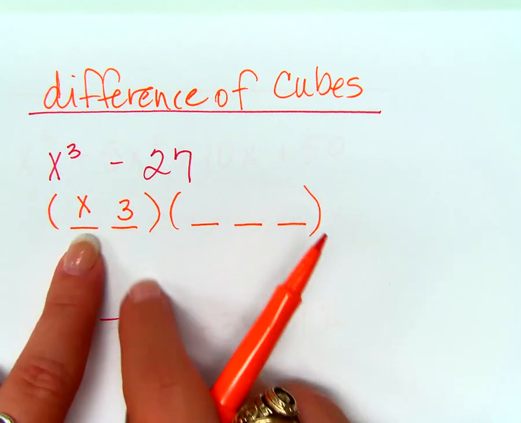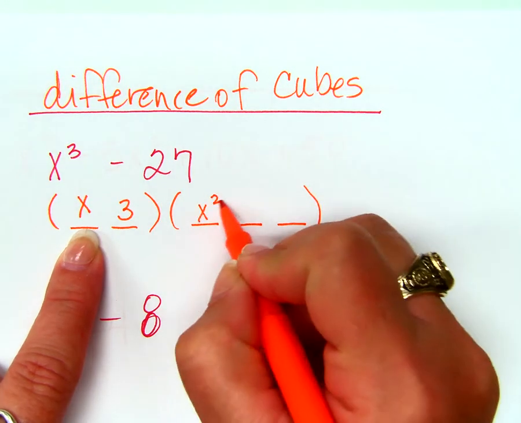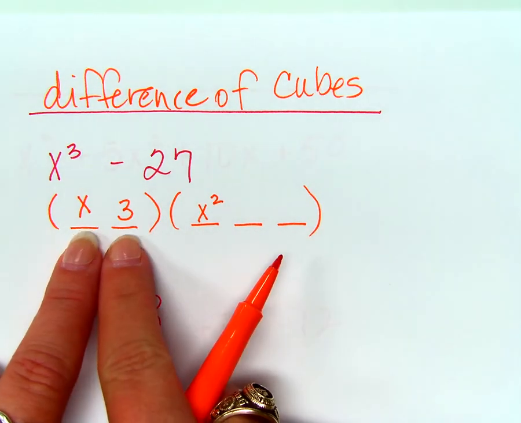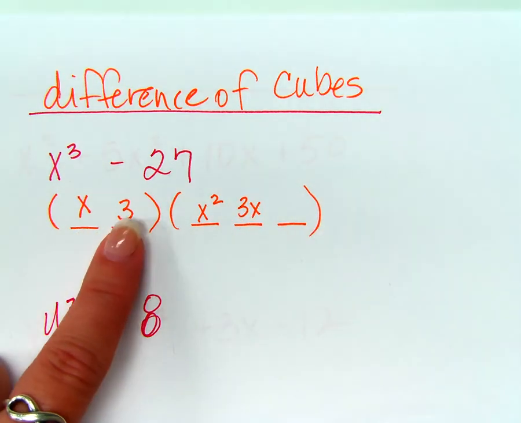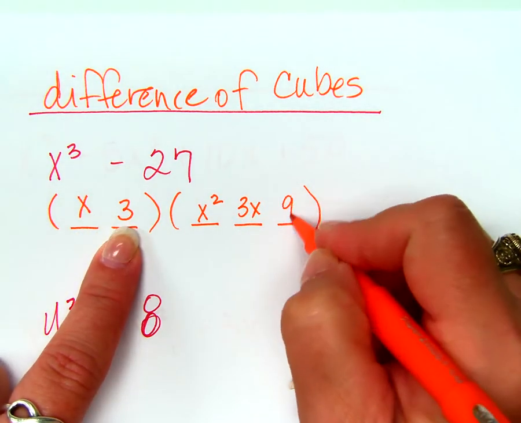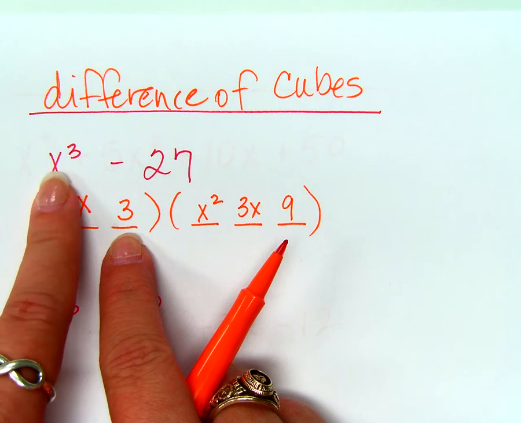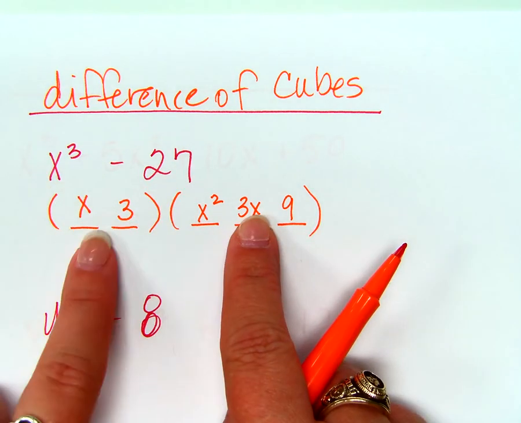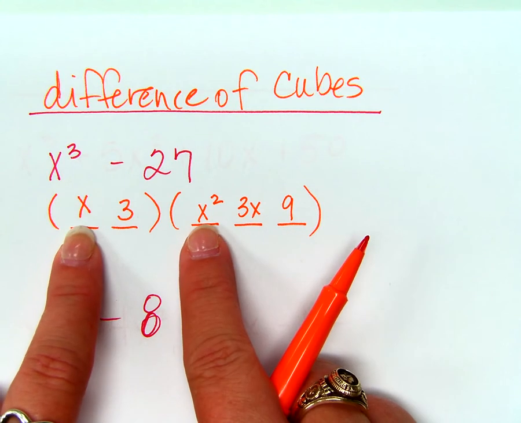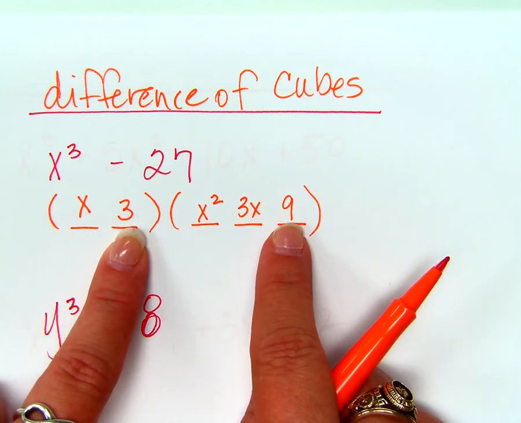I fill in my trinomial from my binomial. You ready? Square the first term: x squared. Multiply these two together: 3x. Square the second term: 9. Don't worry, we'll do another one. The binomial I get from the cube roots. You okay with that? The trinomial I get from the binomial: square the first term, multiply the first and the second term, square the second term.